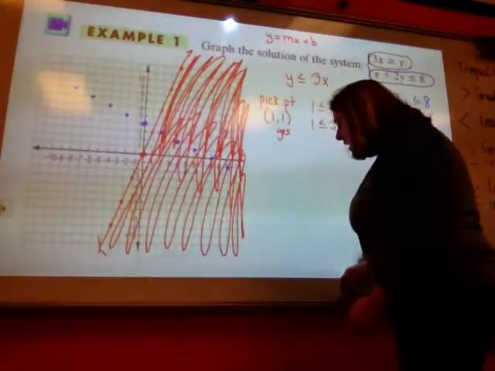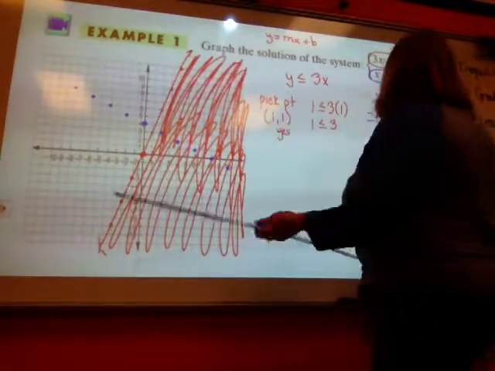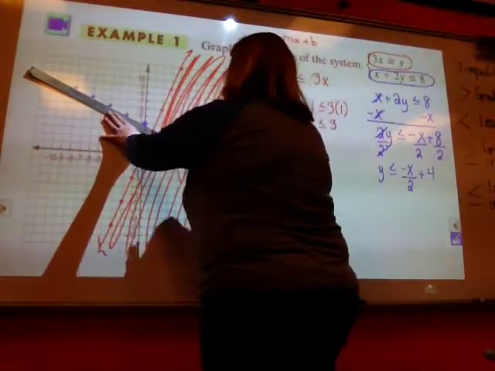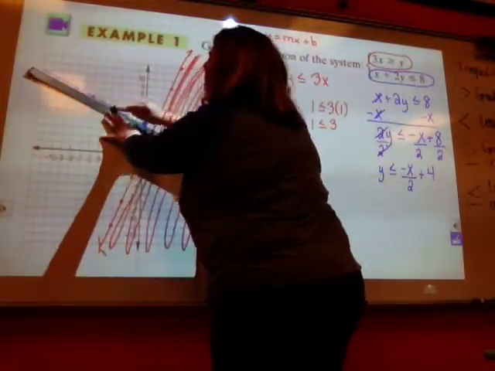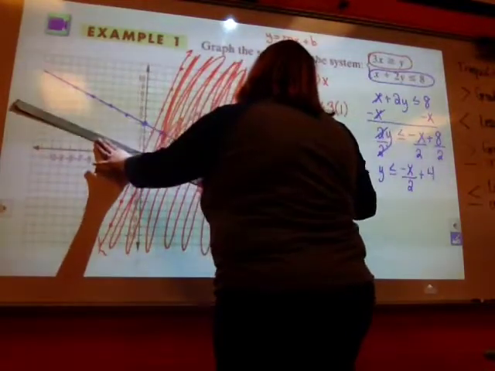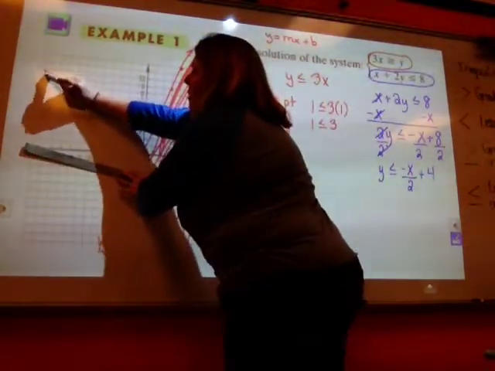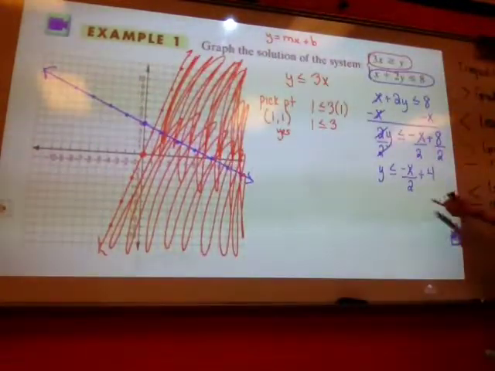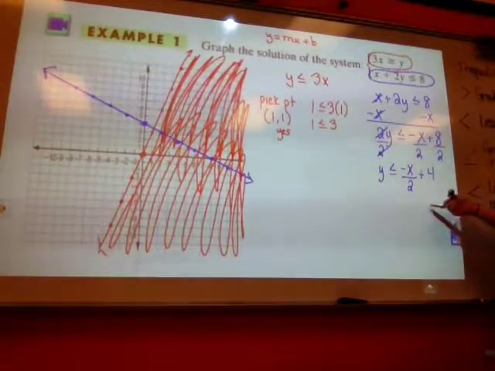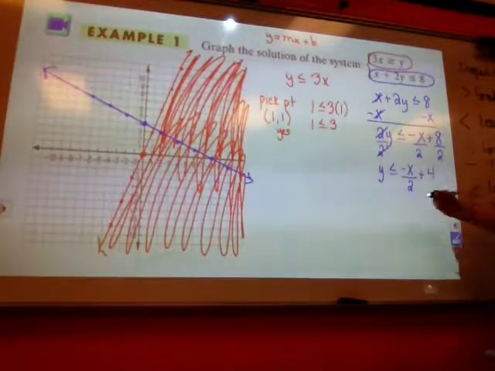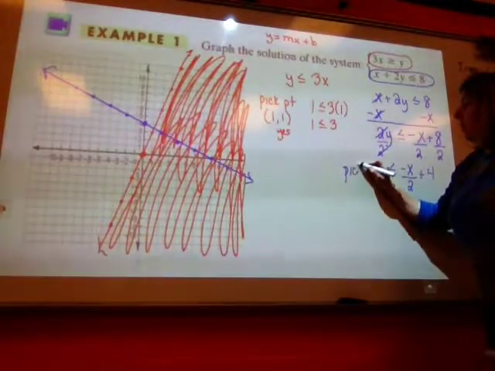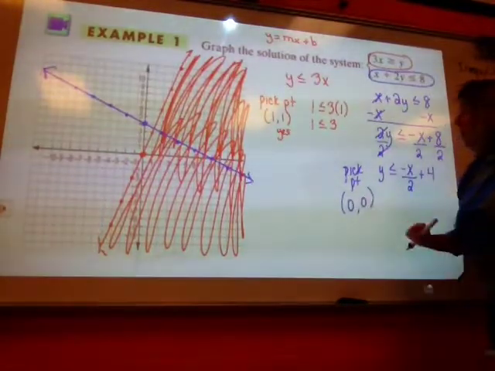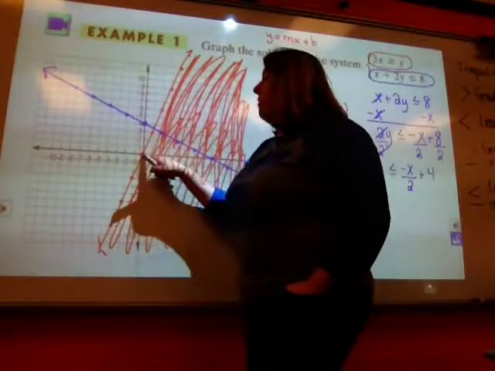Now when I draw this line, is it going to be solid or dashed? Solid. Is it possible to have one line that's solid and one line that's dashed? Yep. Now, what do I have to do to this particular line? I still need to pick a point. So what point are we going to pick? This time we can pick 0, 0, right? Because 0, 0 is not on that line.